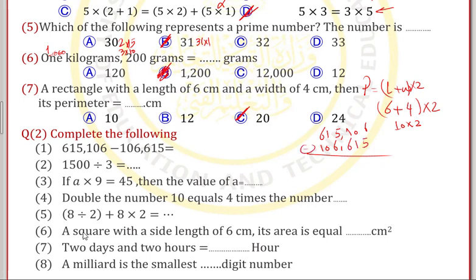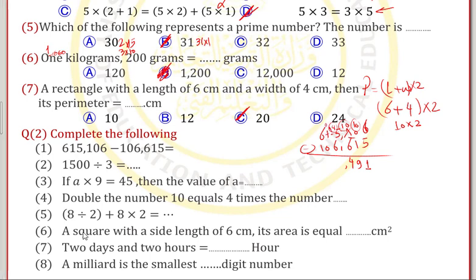So now we need to subtract, moving from right to left. 6 minus 5 is 1. 0 minus 1 cannot be, so we will take from 1. 1 becomes 0 and 0 becomes 10. Now 10 minus 1 is 9. 0 minus 6 cannot be, so we'll take from 5, which becomes 4. This 0 becomes 10. 10 minus 6 is 4, and then 4 minus 6 cannot be, so we'll take from 1.